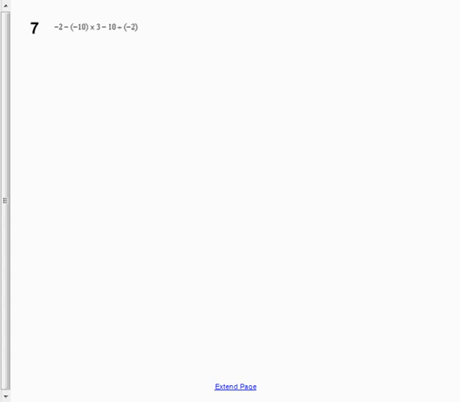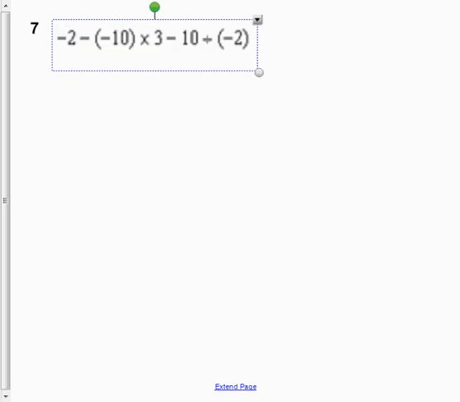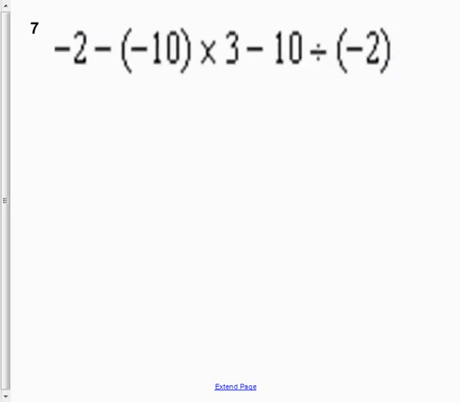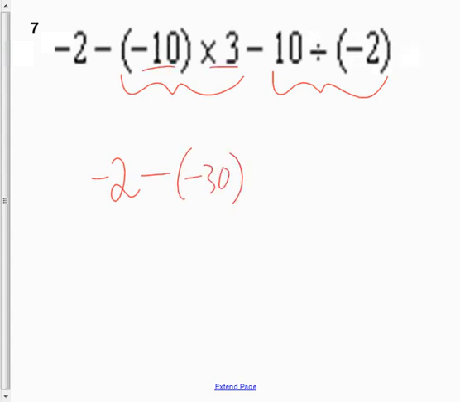Question 7. Two-thirds of the class got this one right. Let's see where they went wrong. The first thing I'm going to do is look for all of my multiplication and division. In this case, there's a multiplication here, and there's a division there. So -10 times +3 is -30. I want to keep it in brackets because I want to separate this subtraction sign from the negative product of -10 and 3. 10 divided by -2 is -5.